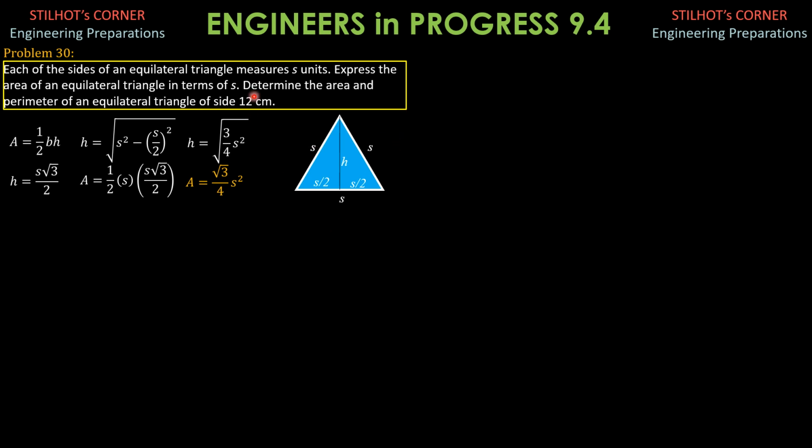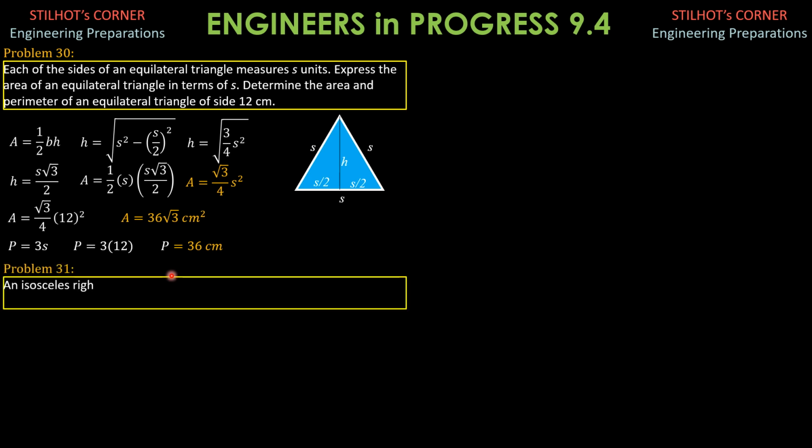So for the second part, area therefore is square root of 3 over 4 times 12 squared. So expressing the area as exact, it is equal to 36 square root of 3 square centimeters. For the perimeter, it is 3 times S. S is 12. So therefore, perimeter is 36 centimeters.